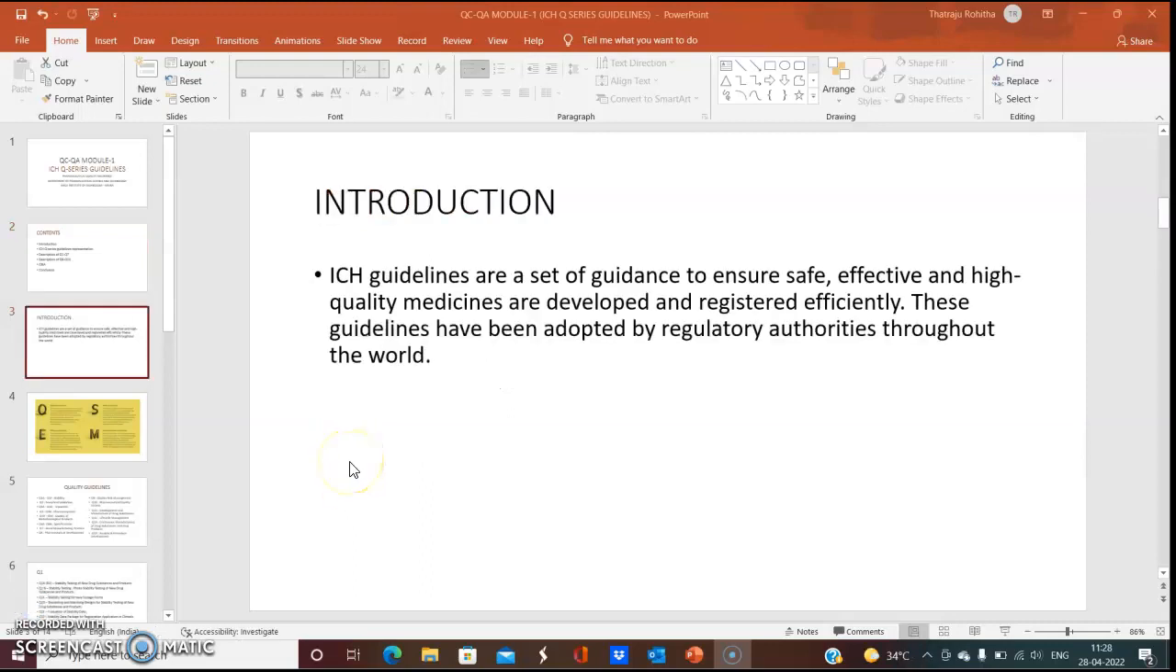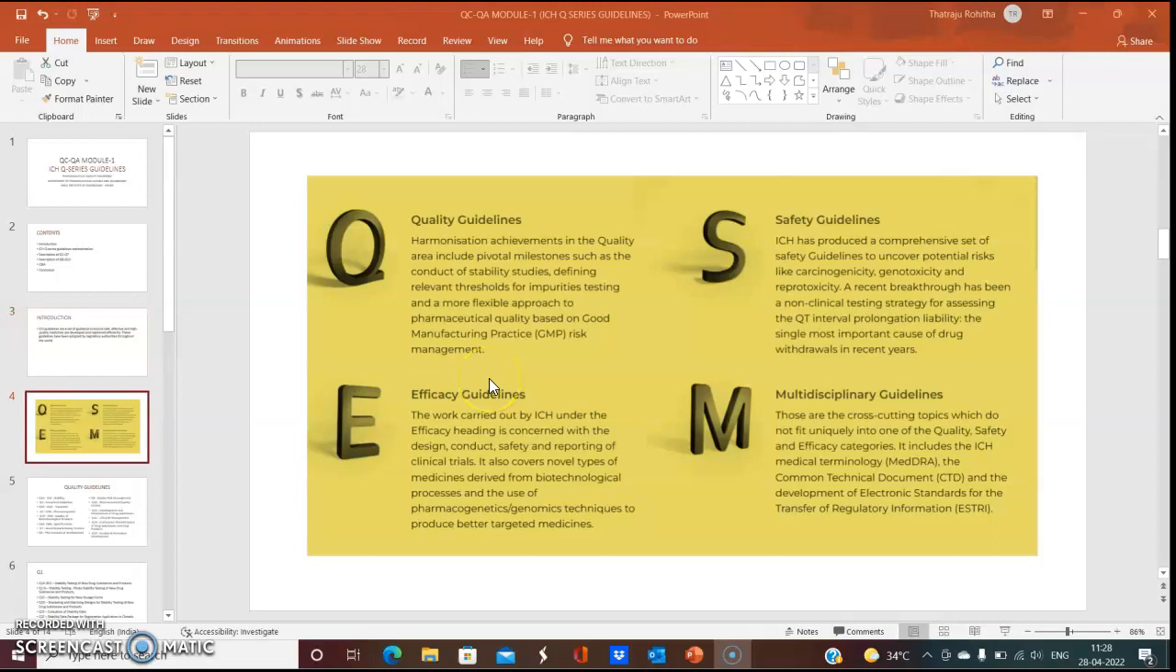So ICH guidelines are a set of guidance to ensure safe, effective and high quality medicines are developed and registered efficiently. These guidelines have been adopted by regulatory authorities throughout the world. The four set of ICH guidelines include QSEM, where Q stands for quality guidelines, S stands for safety guidelines, E stands for efficacy guidelines, and M stands for multidisciplinary guidelines.